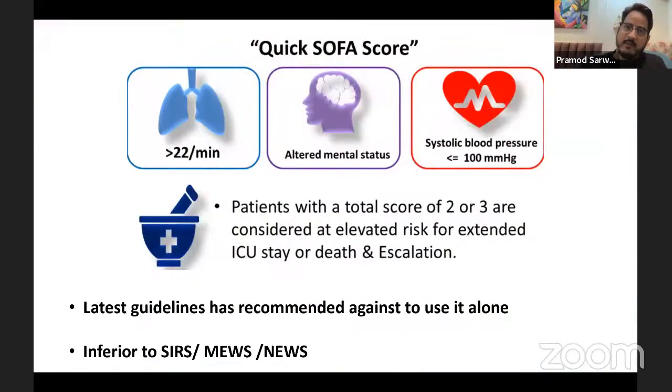Now, there was the qSOFA score, or quick SOFA score, which came into use in 2018. Though the latest guidelines have recommended against using it alone for screening because it has been shown inferior to SIRS criteria and the modified early warning score. The new early warning score we saw in yesterday's talk. So qSOFA was designed to identify patients who are at high risk of developing sepsis. Though it is more sensitive, it is less specific. That's why it has taken a step back.